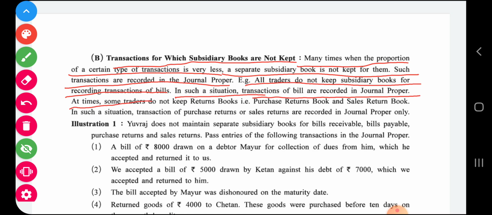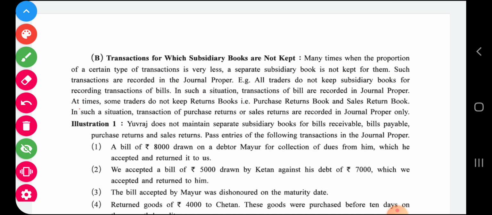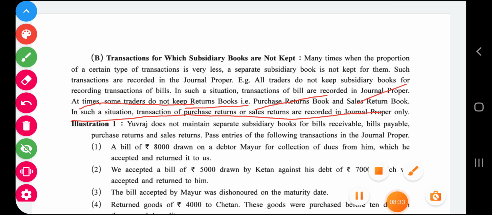At times, some traders do not keep returns book, for example, purchase return or sales return book. In such a situation, transactions of purchase return or sales return are recorded in journal proper only.